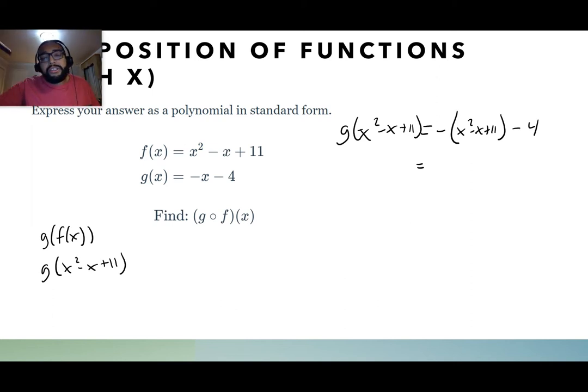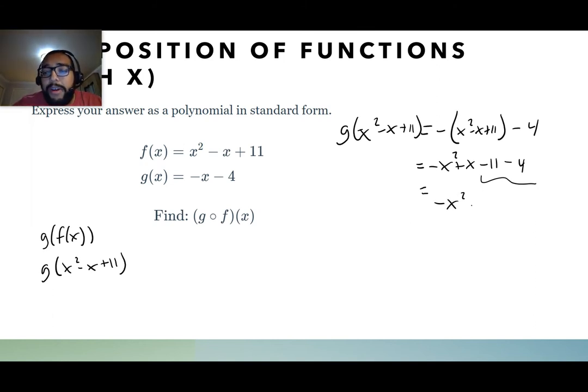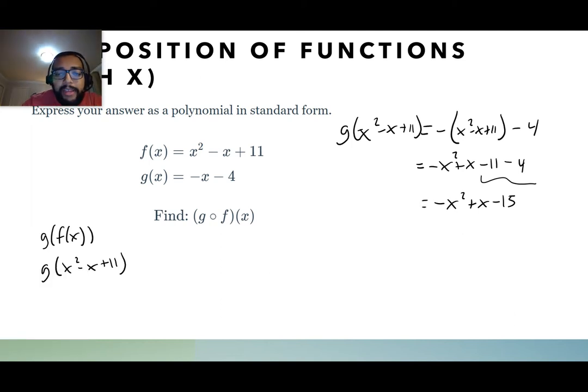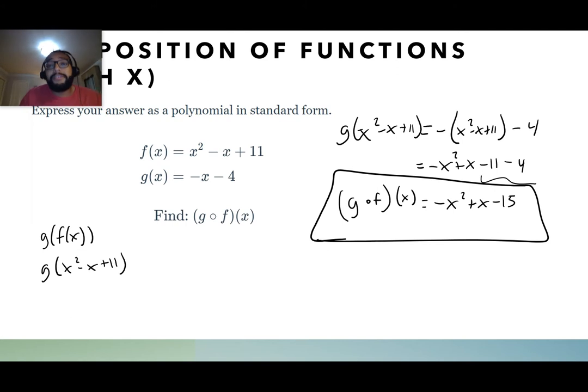With this here, make sure to just distribute that negative. So negative x squared plus x minus 11 minus 4, negative x squared, my bad. Combining like terms, you see here we got some constants on the end. Negative x squared plus x minus 15, which will lead us to say that g of f of x is equal to negative x squared plus x minus 15.